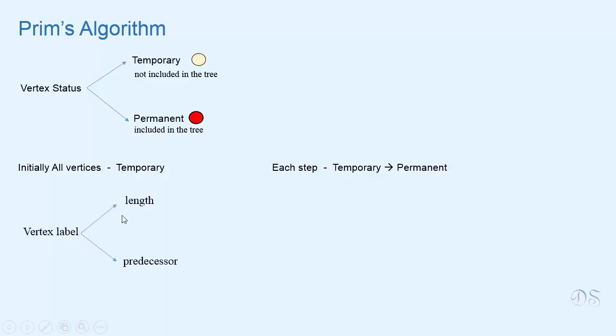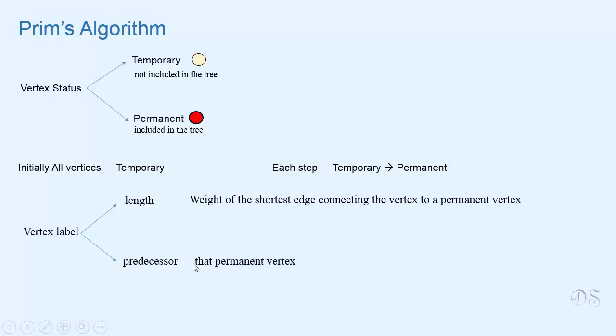Each vertex is given two values, length and predecessor. Length of a vertex represents weight of the shortest edge connecting the vertex to a permanent vertex, and predecessor represents that permanent vertex. Now, when the algorithm starts, the length of all vertices is initialized to infinity, which is a very large number, and predecessor is initialized to nil, which is taken as -1, since our vertices start from 0.